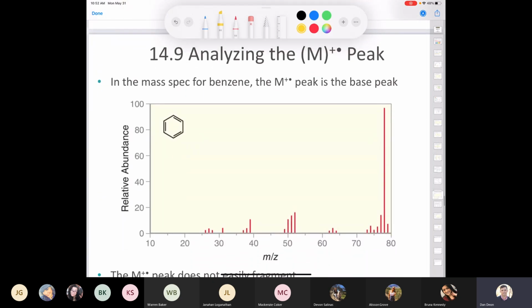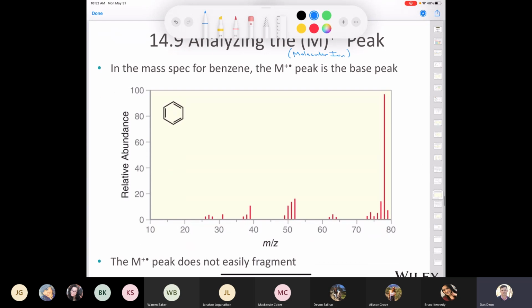Well, what about analyzing that parent ion? Remember the M plus, we called this the molecular ion, or the parent ion. If you take a look at the mass spec of benzene, here's benzene, and you can grab a calculator if you want to help you out with the math. Benzene is C6H6. So if you have 6 times 12, the mass of each carbon, plus 6 times 1, what does that give you? That gives you 72 plus 6, which gives you 78.